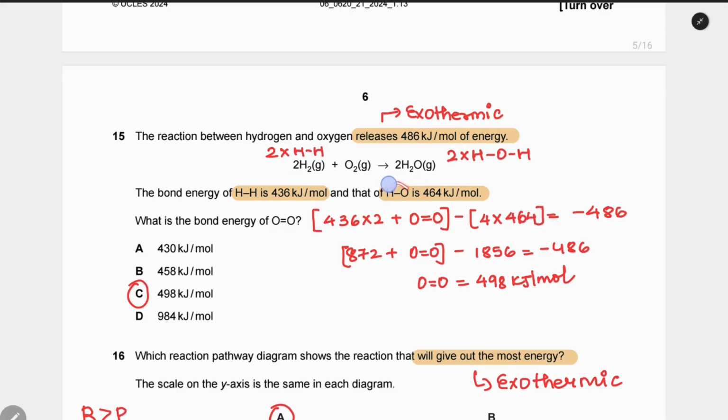We have O-H as a value of 464 and we have total 4. How? Because if you would see here, one bond and this is another bond, this is 2 bonds, 2 multiplied by 2 which gives me 4, 464 equals to minus. Why minus? Because it is given as releases. It's exothermic, so we're going to write minus 436, which gives me, once you substitute, you get the value as 498 kilojoule per mole, which is the answer as C.